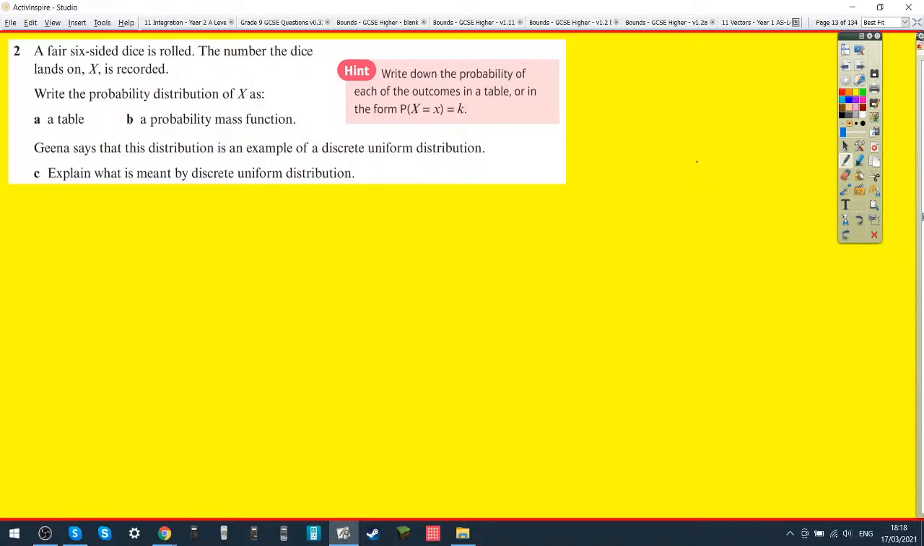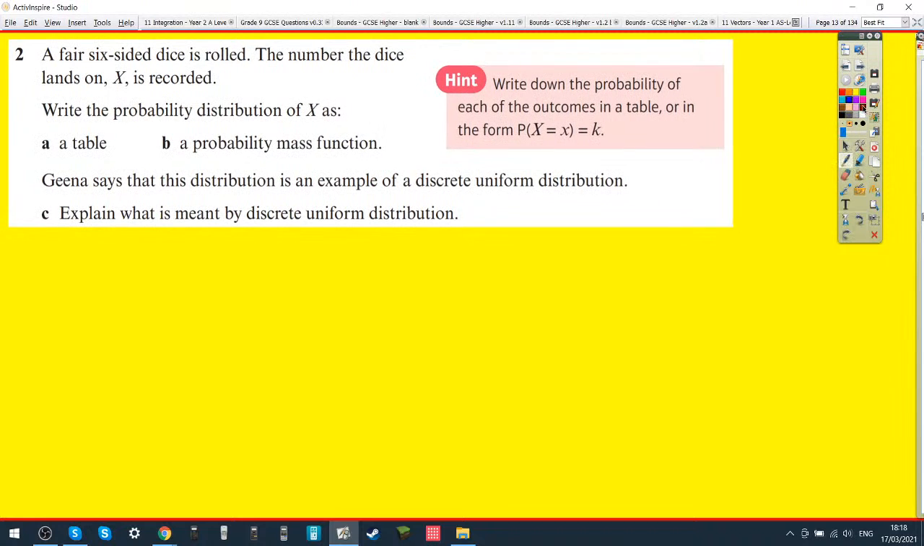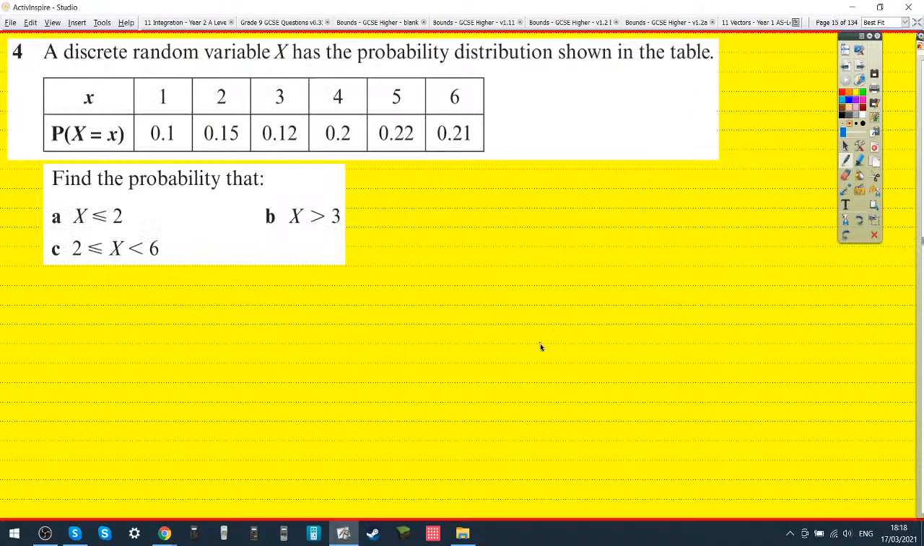Let me see this one. Table. Fine. What is question C for this one? Discrete uniform. I forgot what you were saying before. Discrete uniform distribution: all outcomes have an equal probability. So in this case, it was a 6. The range of possible outcomes is a specific set of discrete variables where the probability of each occurring is the same.